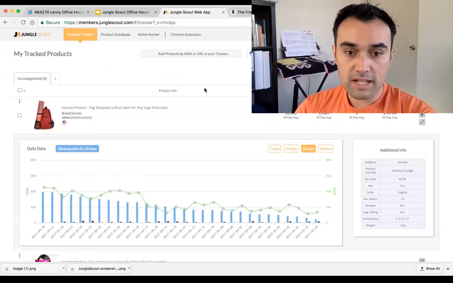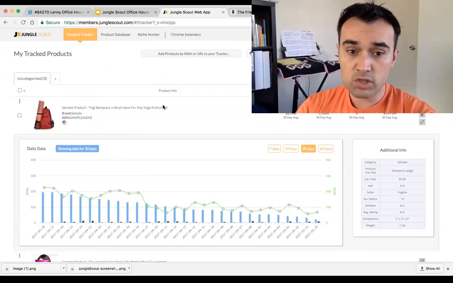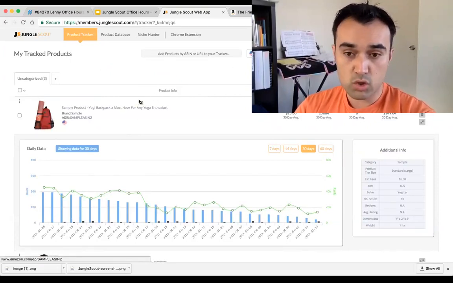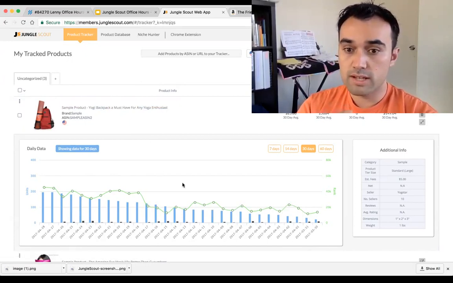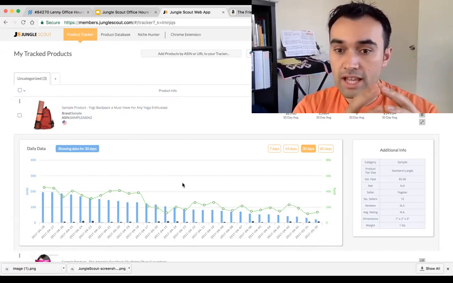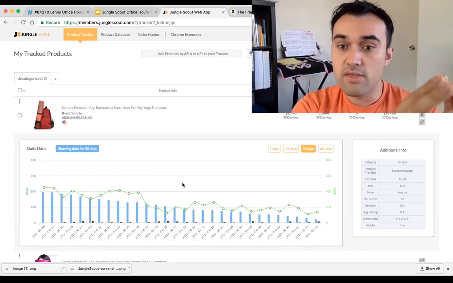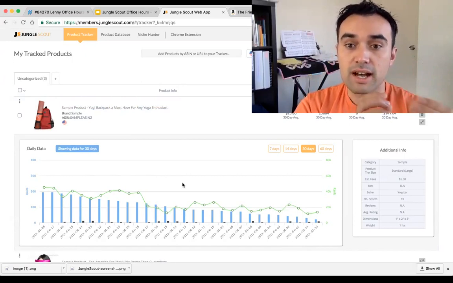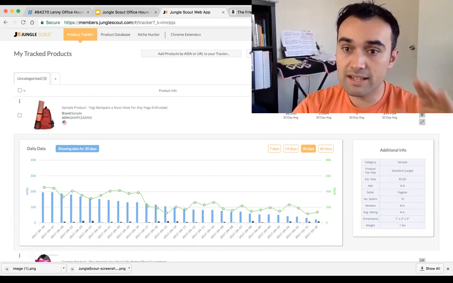The other type of data that we get is by counting inventory levels inside the product tracker. That's what we call real sales data, and that's only inside the product tracker. The way we get that is by counting the inventory levels. So that should be a lot more accurate than the estimated sales data. Okay, the estimated sales is an estimate.